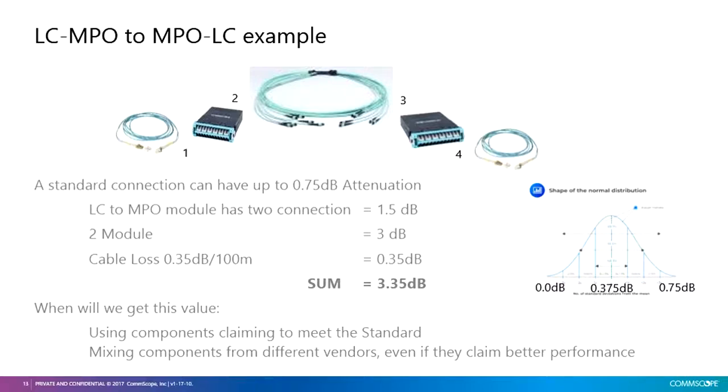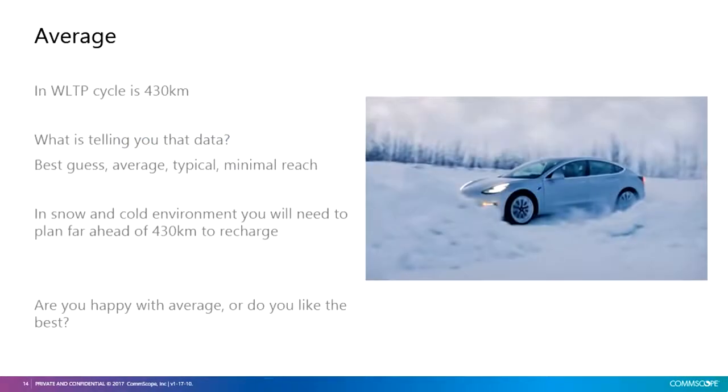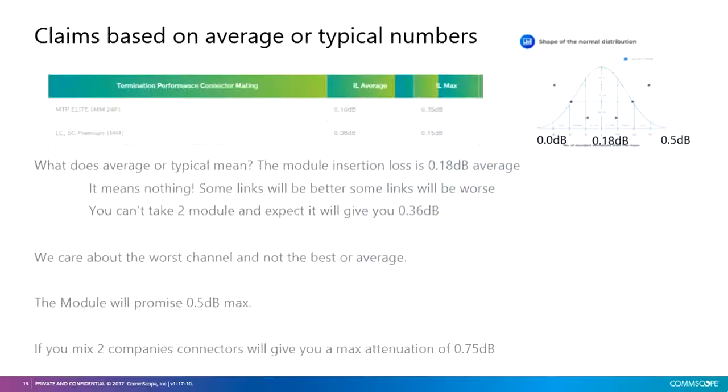When I move to the next slide, I want to give some clarity on what some people say is average or typical numbers, or some people say is a maximum value. So which one do we need to trust, or how do we need to look into these values?